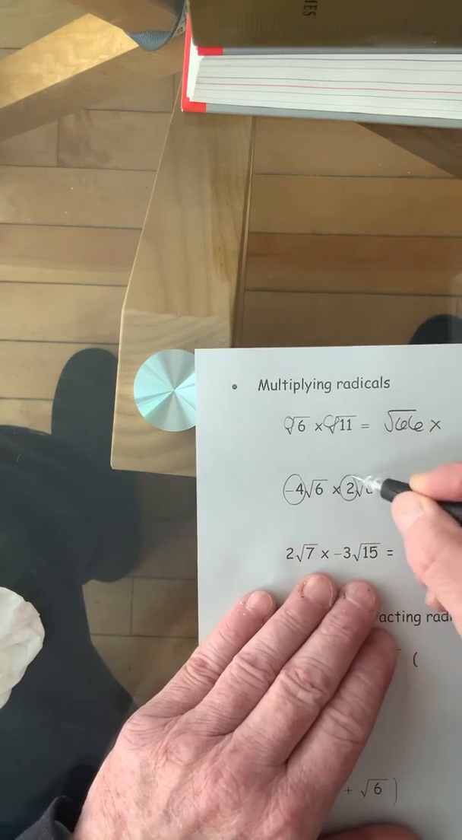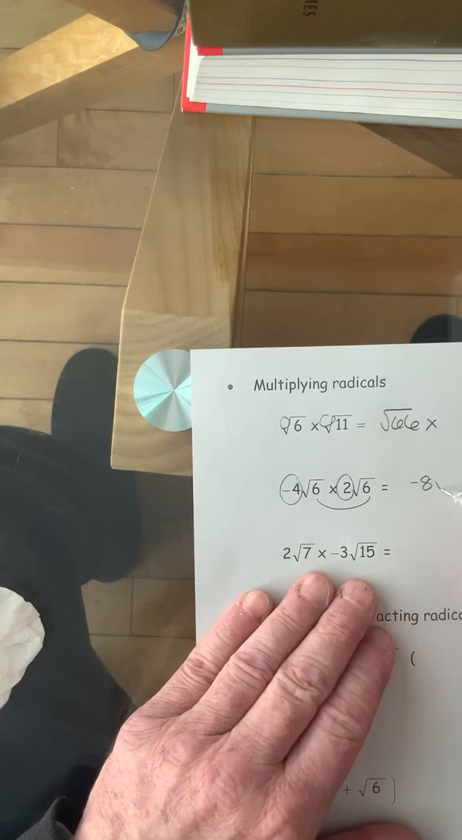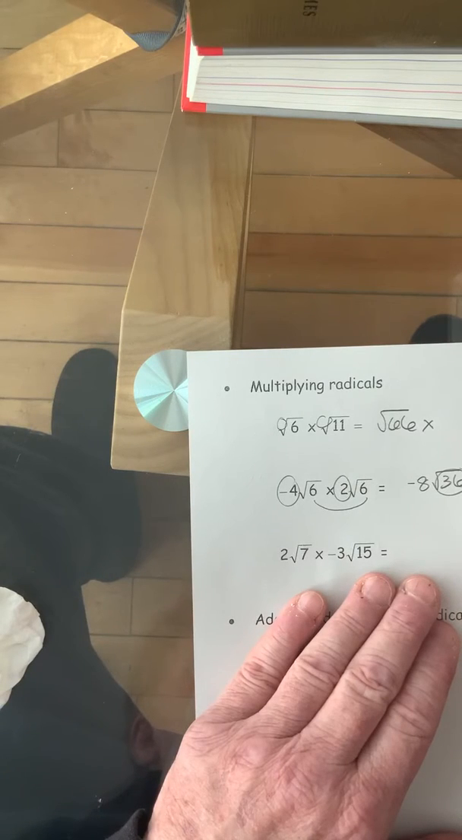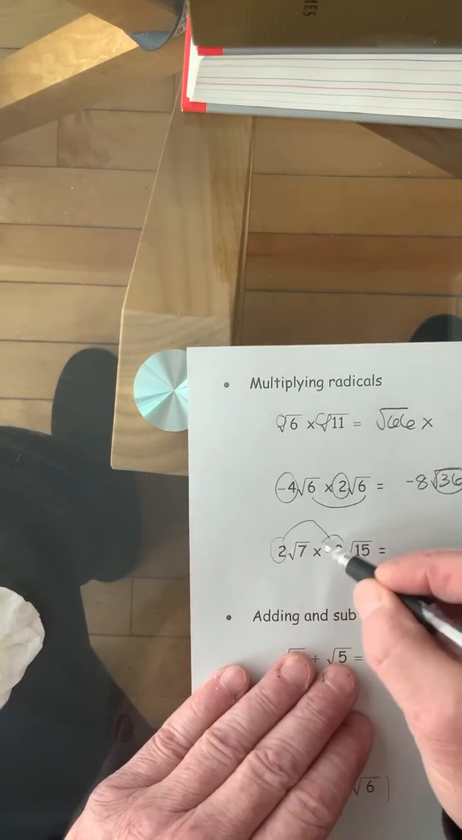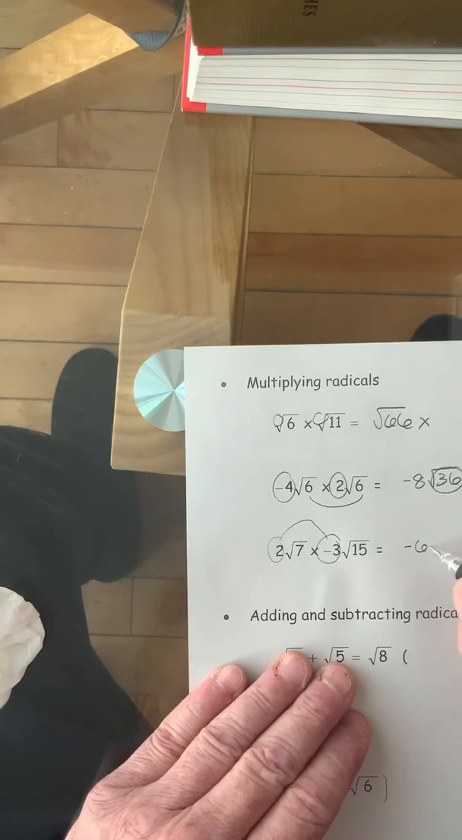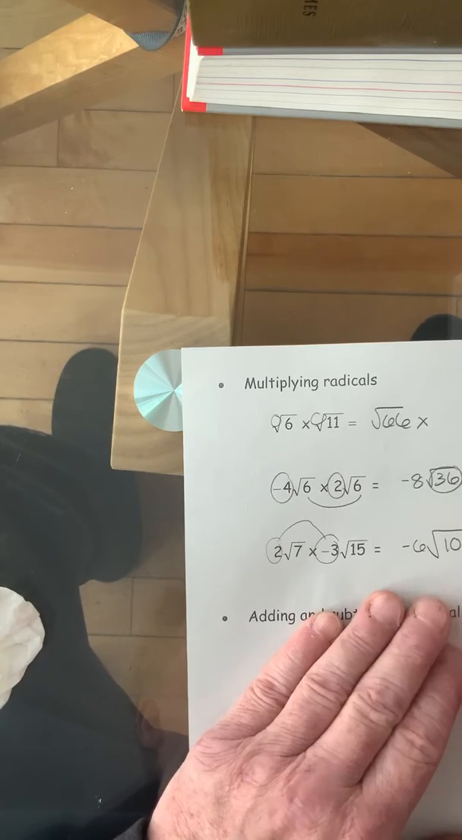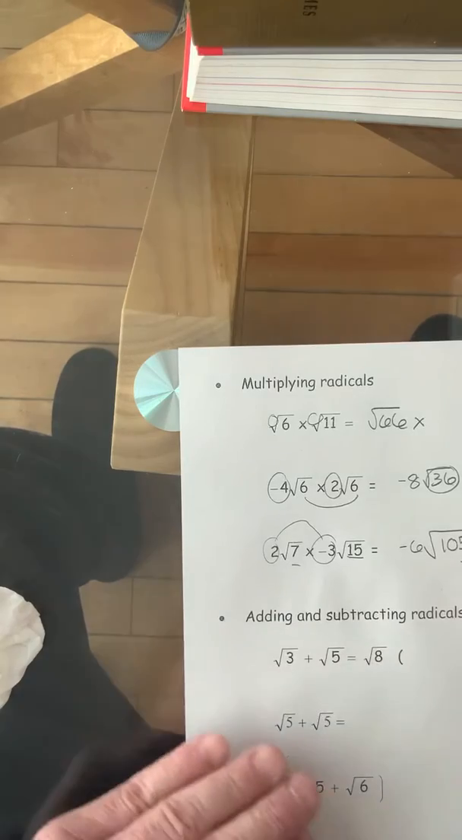Here, coefficient, coefficient. Radical, radical. And I'm going to get negative 8 root 36. But I know the square root of 36. It is 6, and I'm going to get negative 48. Here, coefficient, coefficient, negative 6. Square root 7 times 5 is 105, I believe. But I cannot simplify that or that. I think that's my answer.